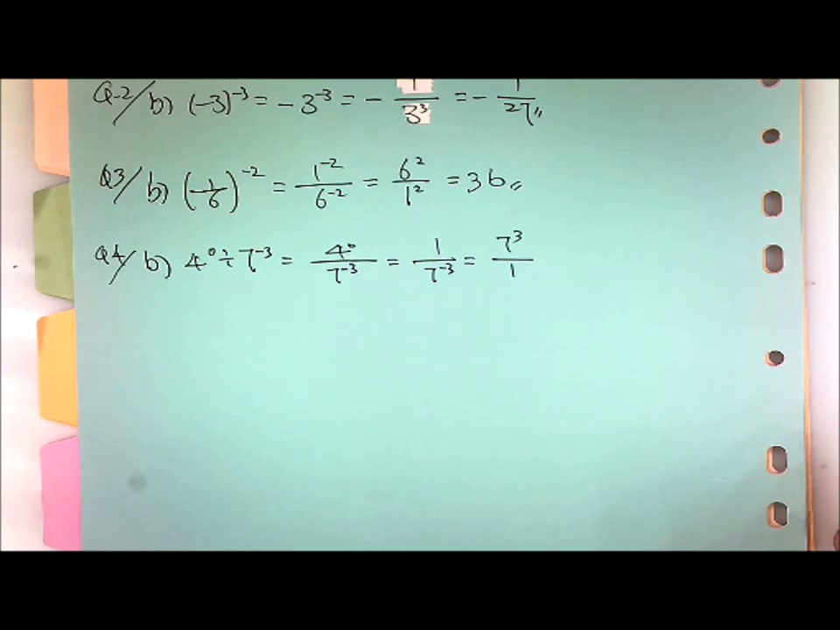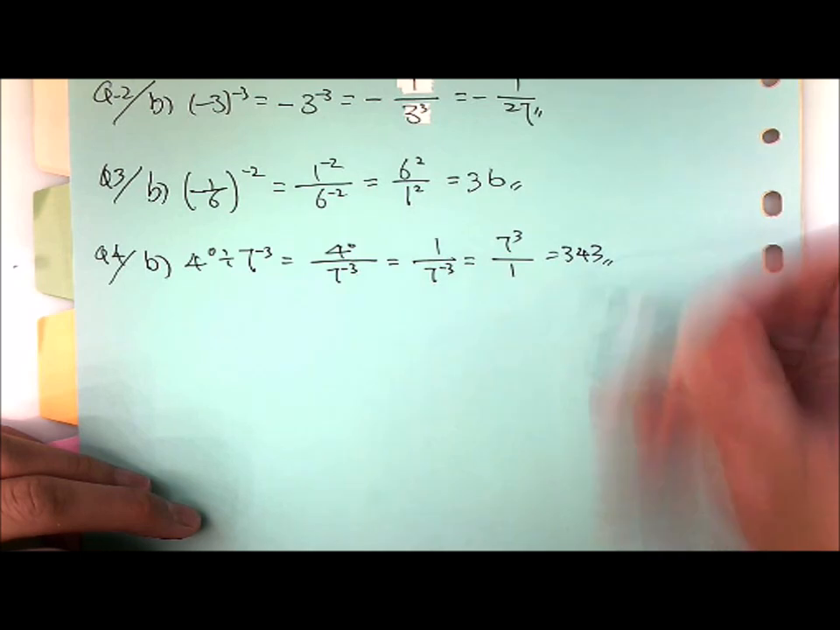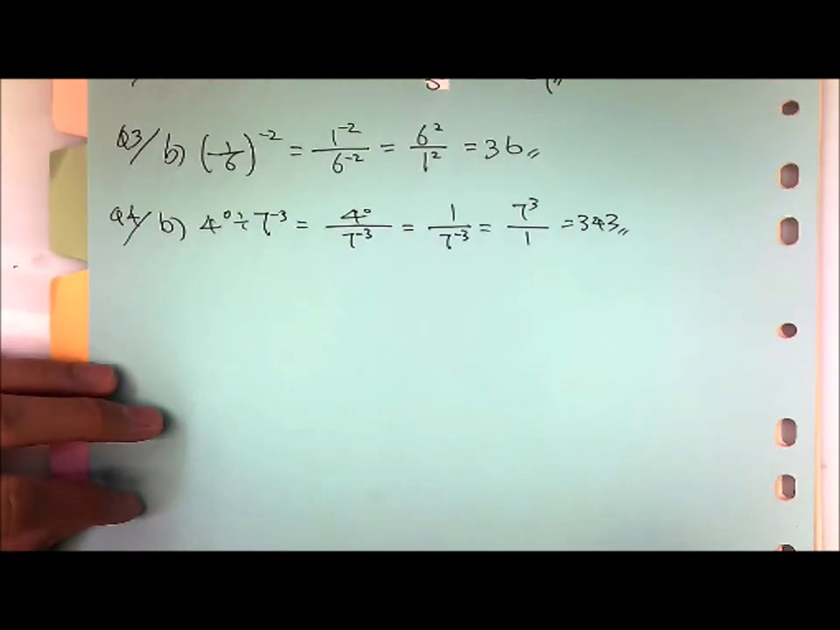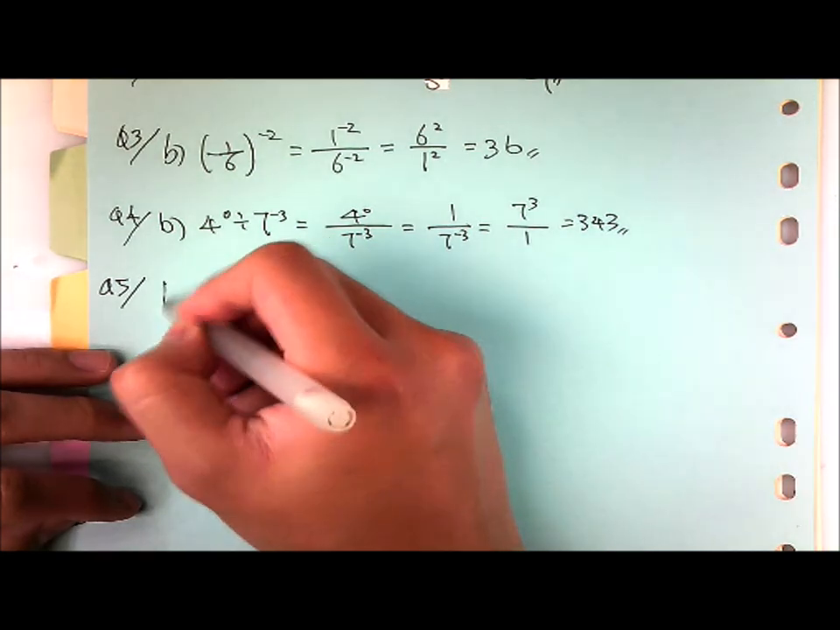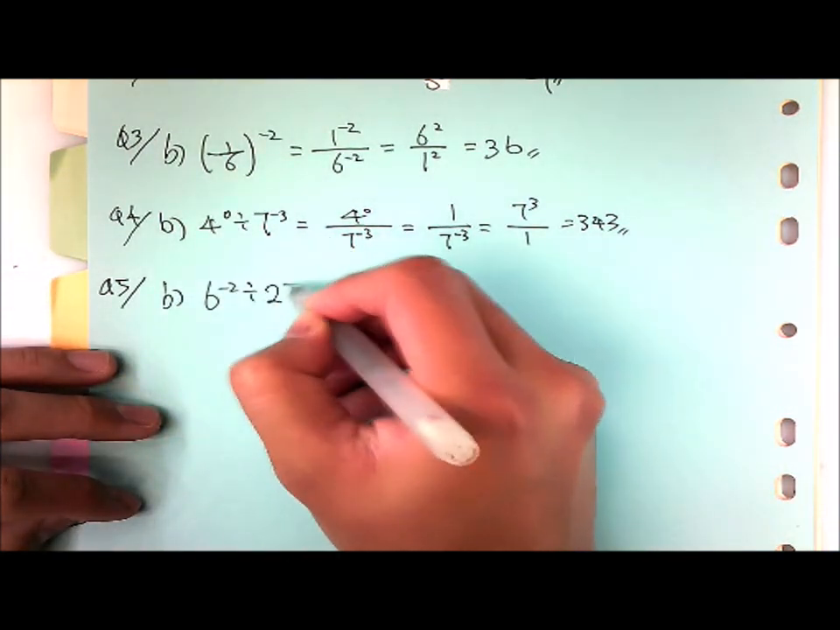Okay? So 7 to the power 3 is 343. Okay? Okay, next we go to question 5. Copy B, 6 to the power minus 2, and then 2 to the power minus 3.